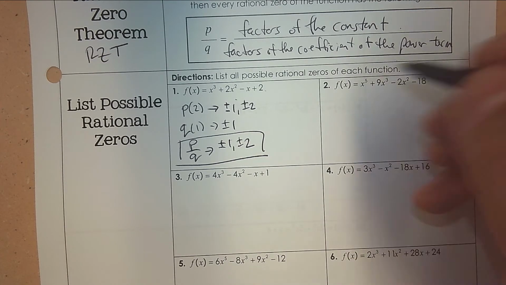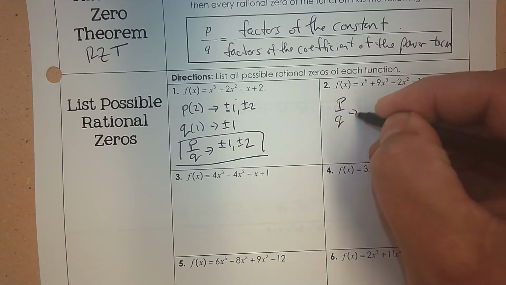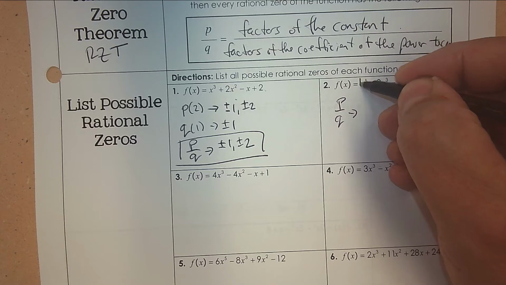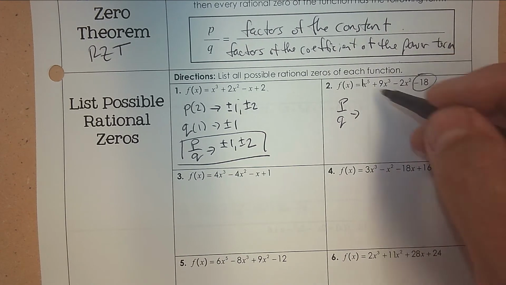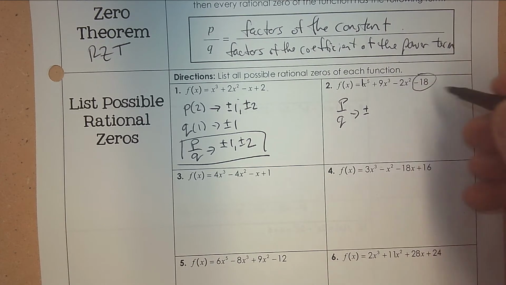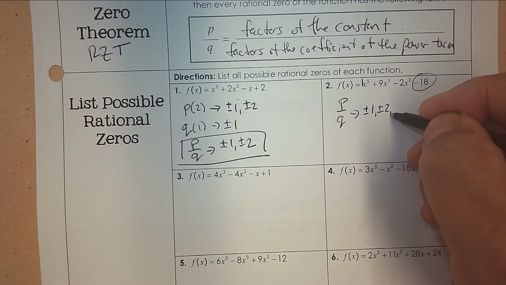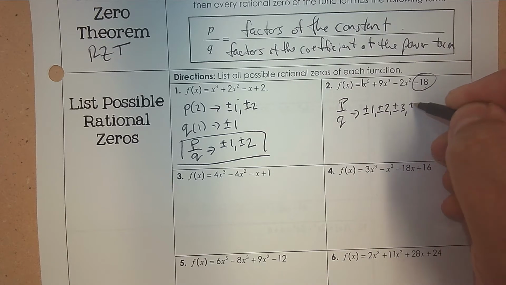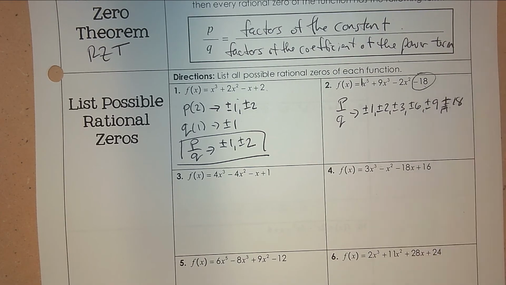All right, number 2. We're going to now use the next part of the rational zero theorem: if the leading coefficient is 1, then all I need is the constant. I don't need to divide, because dividing by 1 is not going to change the numbers. So the list is just all numbers that go into 18 evenly. So 1, 2, 3, 6, 9, and 18. Make sure they're positive and negative.